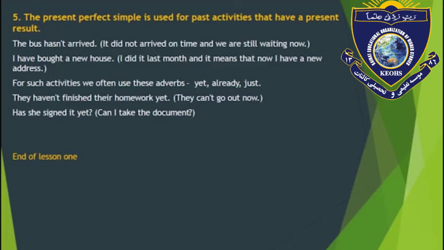I have bought a new house. I did it last month, and it means that now I have a new address. It means the action happened in the past, but the result is in the present. For example, it has rained. In the past, it was raining, but the result is in the present. Now everywhere is wet. For such activities, we often use these adverbs: yet, already, just.